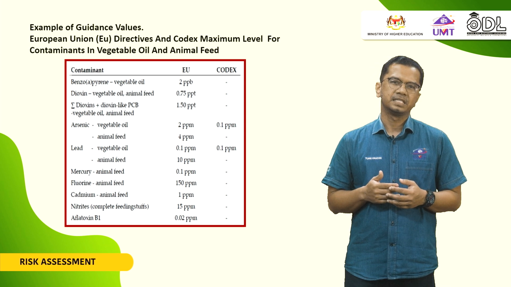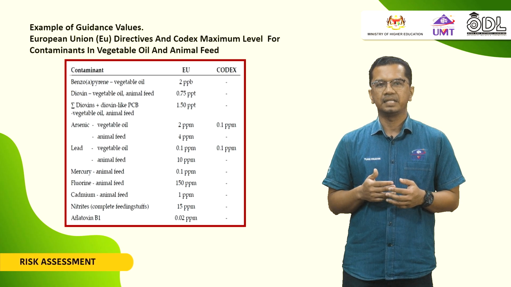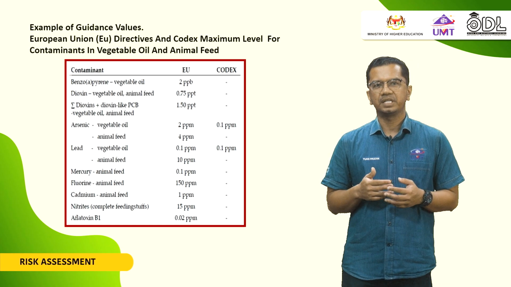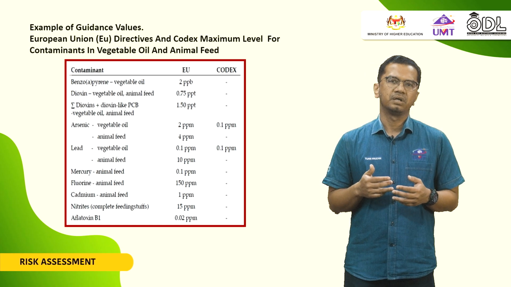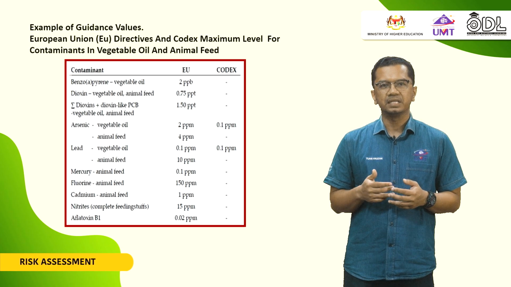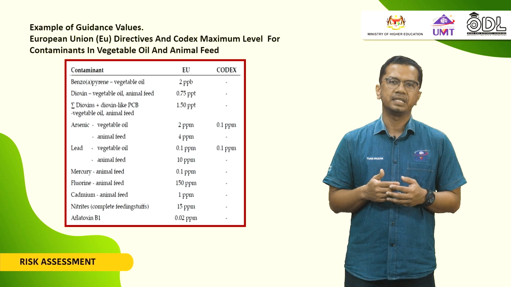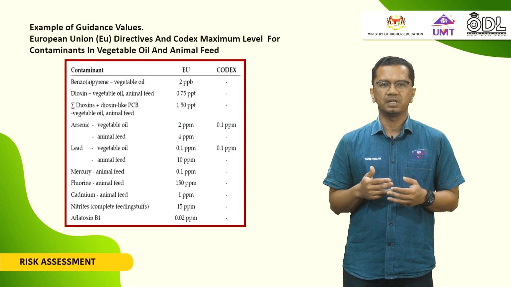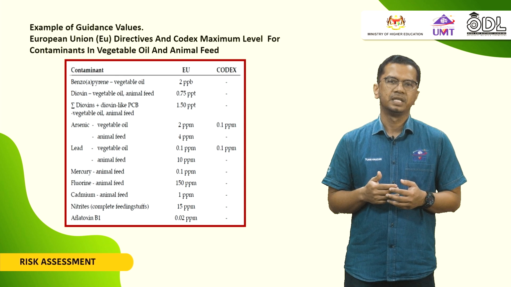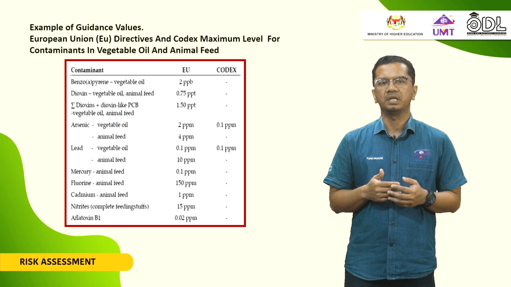For heavy metals, the EU allows slightly higher arsenic and lead levels in animal feeds compared to vegetable oil, while Codex is stricter for vegetable oil at just 0.1 ppm. The EU also regulates mercury, fluorine, cadmium, nitrites, and aflatoxin B1 in animal feeds and vegetable oil, while Codex provides fewer specific values. The EU sets more detailed and often stricter limits for contaminants.